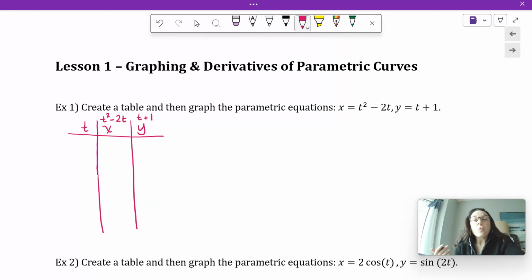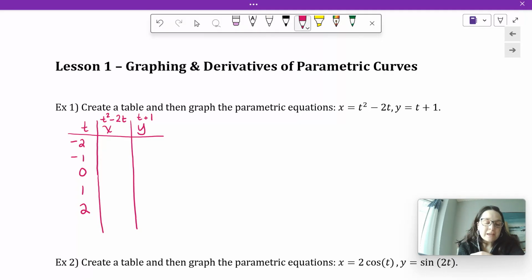Now, for t, it doesn't have to mean time. Sometimes it does, but it doesn't have to. So I'm just going to pick some t's, and I'm going to allow them to be negative, because time doesn't always have to be positive. Just trust me on it, okay?